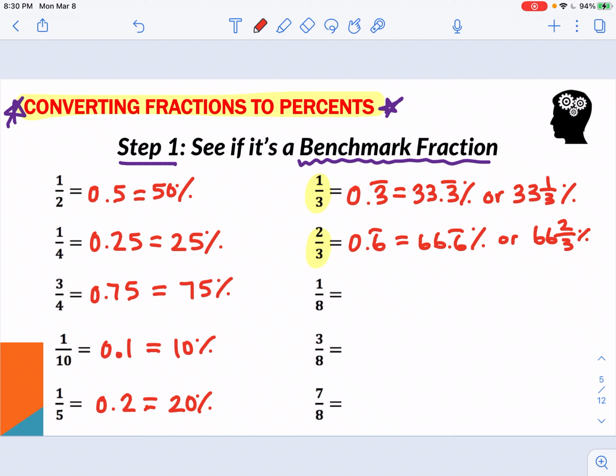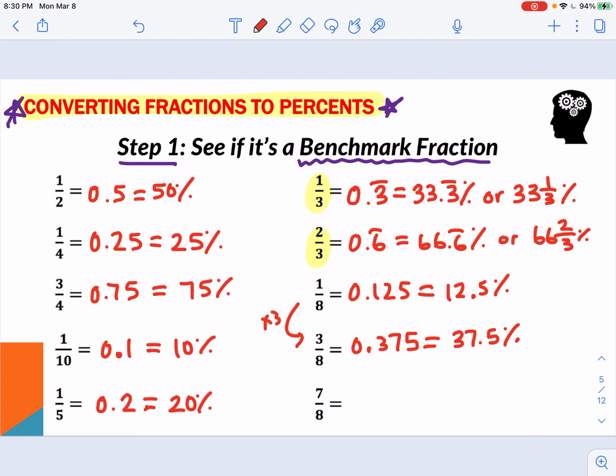Anyone know what 1/8 is? Good, 0.125 or 12.5%. Well, if 1/8 is 0.125, what's 3/8? Right, we just multiply by 3. So we have 0.375, which is also 37.5%. And then finally, how do we get to 7/8?